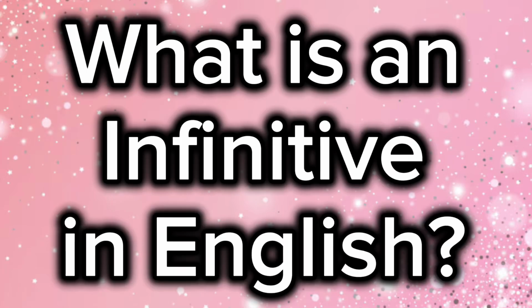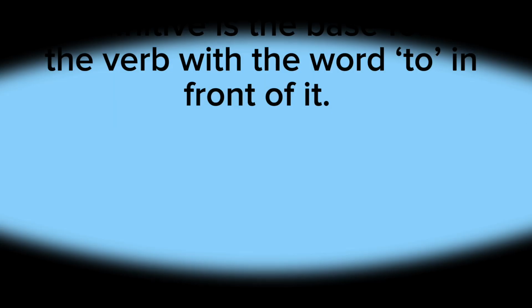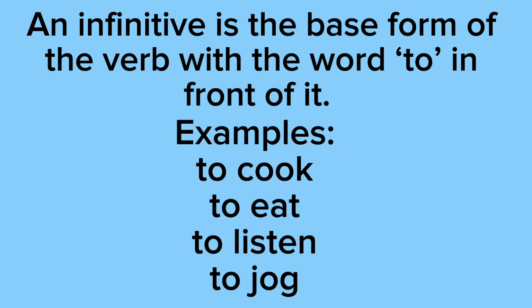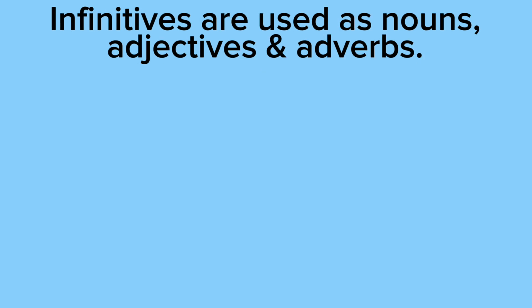In this video you'll be learning about infinitives. So what is an infinitive? An infinitive is the base form of the verb with the word to in front of it. Examples: to cook, to eat, to listen, and to jog. Infinitives can be used as nouns, adjectives, or adverbs.